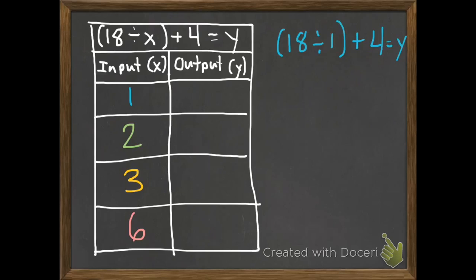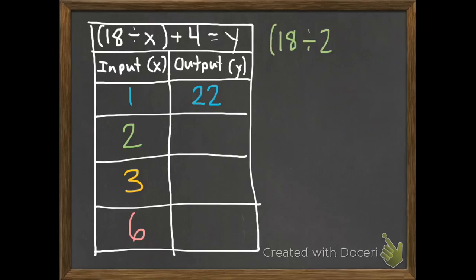So, what are we going to do first? We're going to do the parentheses. So 18 divided by 1 is 18. Then we add our 4. So 18 plus 4 equals y. So what is 18 plus 4? It is 22. So 22 equals y. So we can put that 22 there in our output. So when x is 1, y is 22. Okay, but we have to finish our whole table.